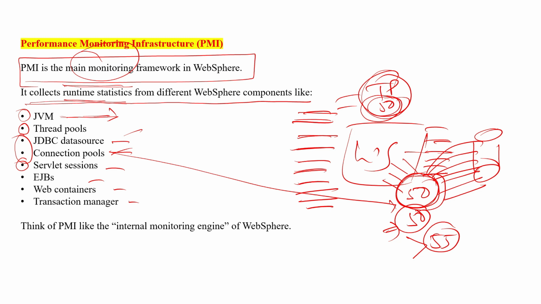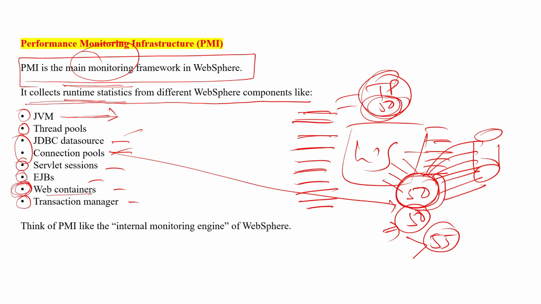Similarly, you have a servlet. When your application is designed with servlets, every request connected to the servlet creates a different session, so we have to monitor the sessions as well. If your code is designed with advanced Java, like Enterprise JavaBeans, then you have to monitor EJBs. Then web containers: a request connecting to your WebSphere through a browser using HTTP or HTTPS creates a connection with the web containers, so we have to monitor the different statistics of the web container.